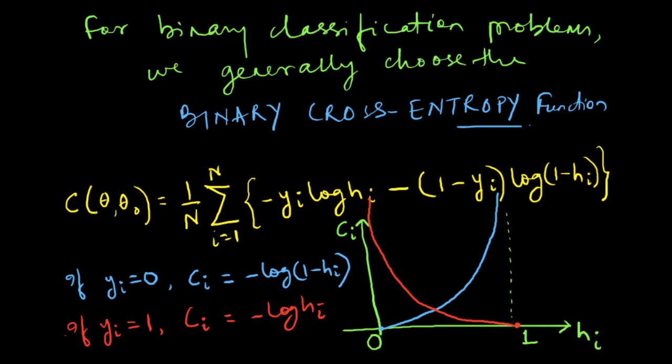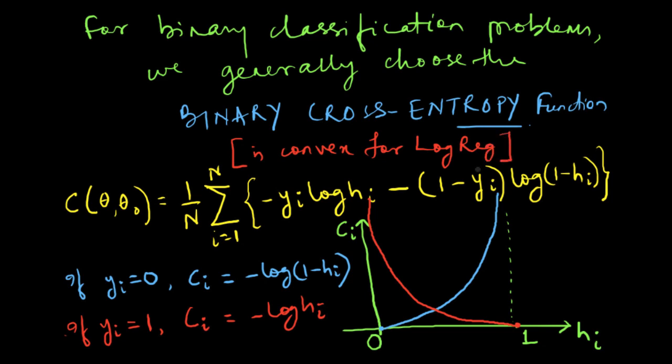It is possible to show mathematically that this is indeed a convex optimization problem. So for the case of logistic regression, the binary cross entropy function is convex. For artificial neural networks, it is not convex, but for logistic regression, it is convex.